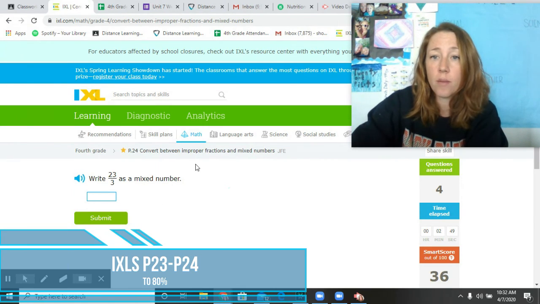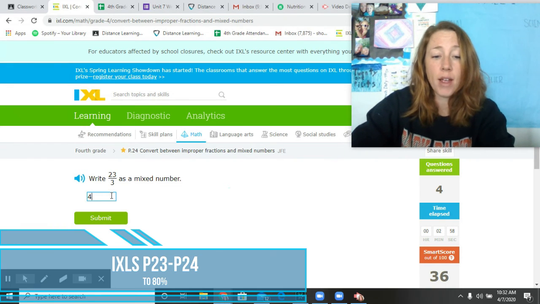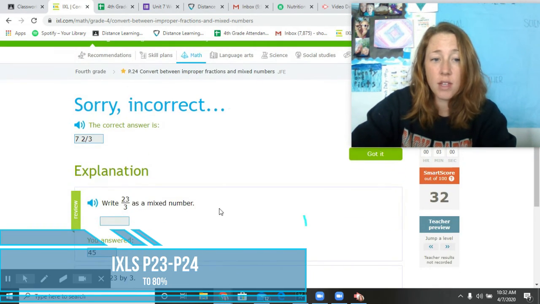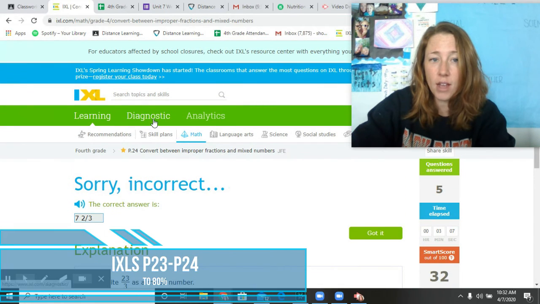So working your way in P23, P24 to 80%. If you have any questions, get a hold of me. Or otherwise, I can get one wrong on purpose, and then it will give me the nice explanation if I follow it. It tells you the rules over again, so it's kind of helpful.